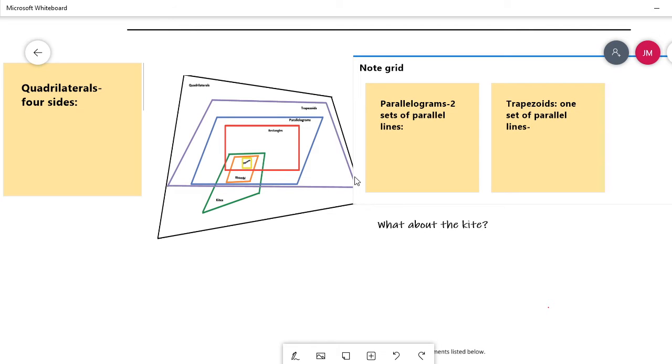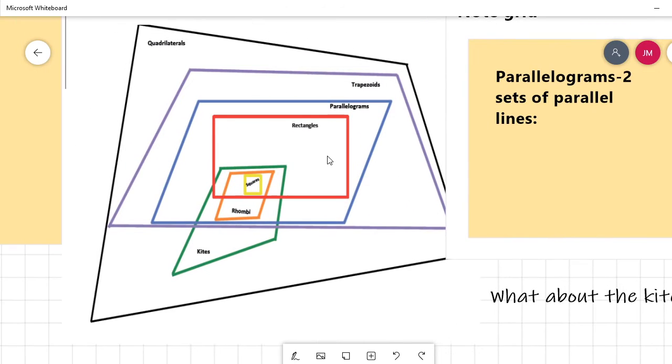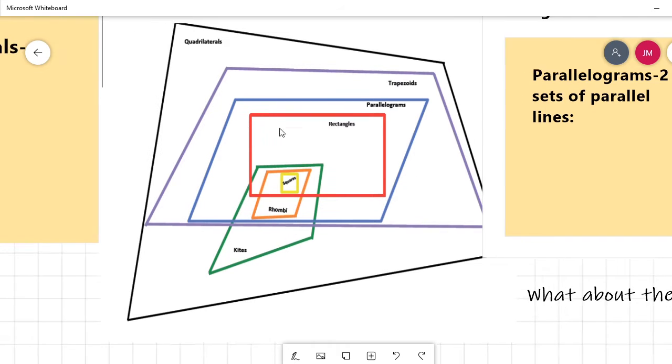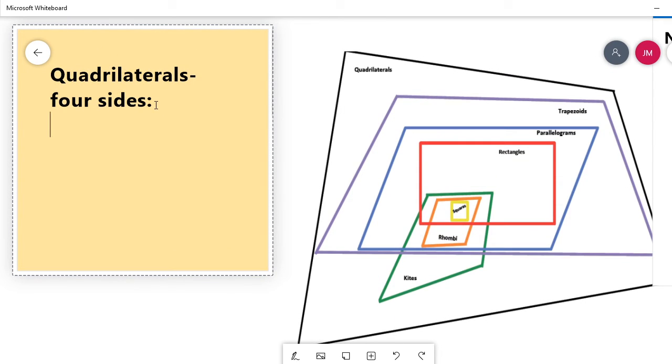All right, so now let's look at the picture. Here's our picture. Let me zoom in. Okay, so if you see all the shapes inside the black outline, that's a quadrilateral. That's what you call a shape that has four sides, which means that all of these shapes inside are quadrilaterals. So now we can write all the shapes in here because they're all quadrilaterals. So we can say that trapezoid is a quadrilateral.